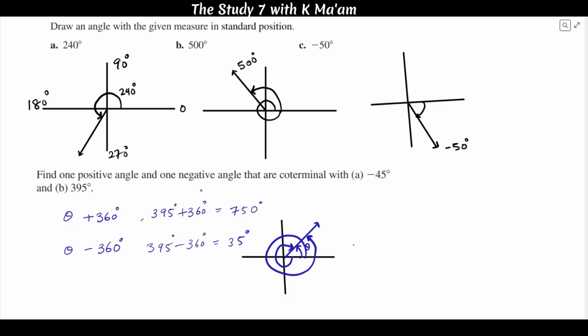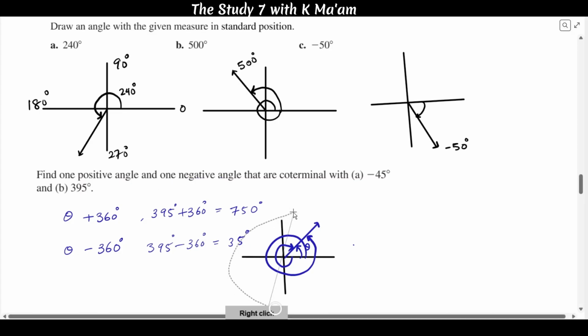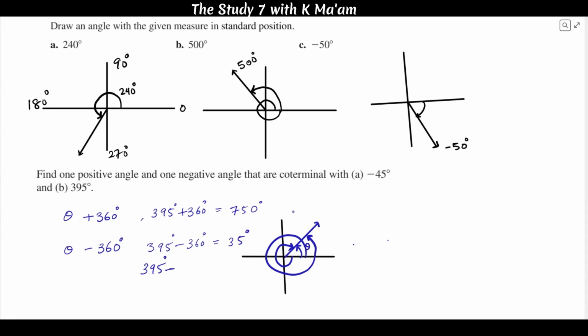This is also positive, but the question was saying I want one negative also. So when I want one negative, I will subtract once more. 395, 1 times 360, now I am subtracting again 360. So 2 times 360 I am subtracting. So we'll get minus 325 degree. Done. So you have two coterminal angles, one positive and one negative.